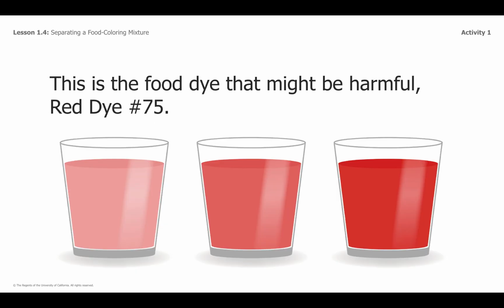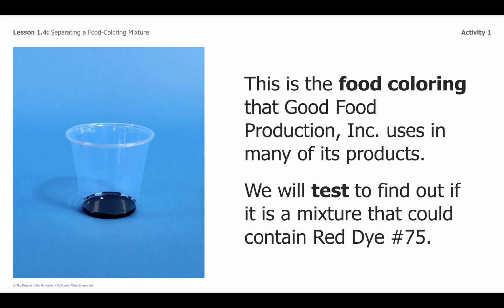So this is the food dye that might be harmful, red dye number 75. Depending on how much water you add, it might be darker or lighter. This is the food coloring that Good Food Production uses in many of its products. We'll test to find out if it's a mixture that can contain red dye number 75. So it doesn't look red there, but that doesn't necessarily matter.